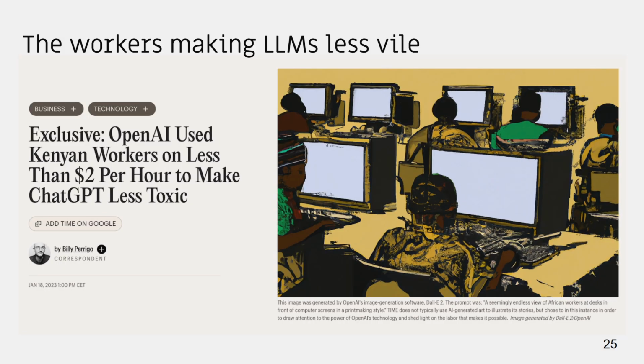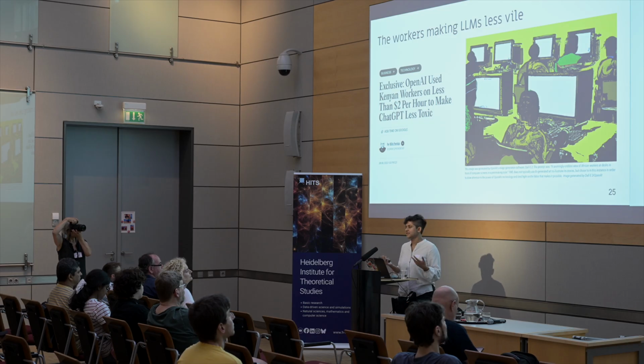So this is a Time Magazine exclusive on OpenAI paying Kenyan workers less than $2 per hour to make ChatGPT less toxic. And not only are they paid very little for their work, but also they're labeling very, very disturbing content that has caused psychological distress among a lot of the workers. One of them that was interviewed was saying that it destroyed him completely.